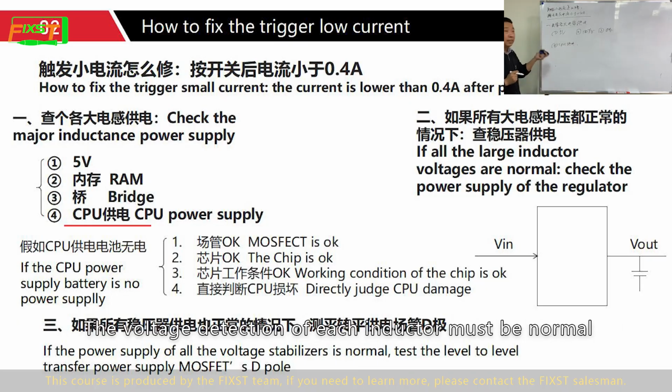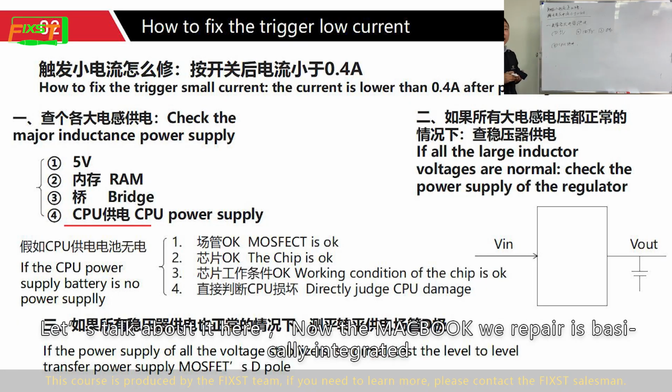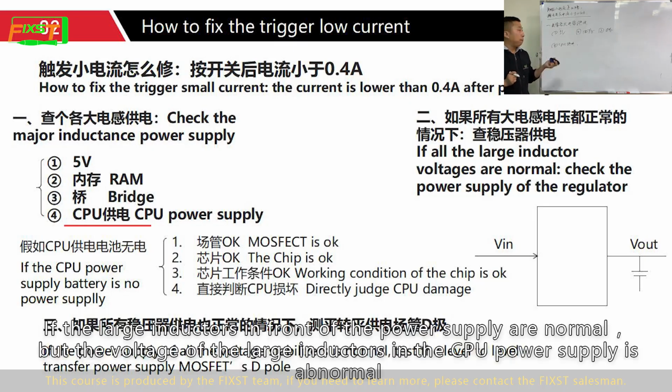The voltage detection of each inductor must be normal. Let's talk about it here. Now the MacBook we repair is basically integrated. If the large inductors in the front of the power supply are normal, but the voltage of the large inductors of the CPU power supply is abnormal.